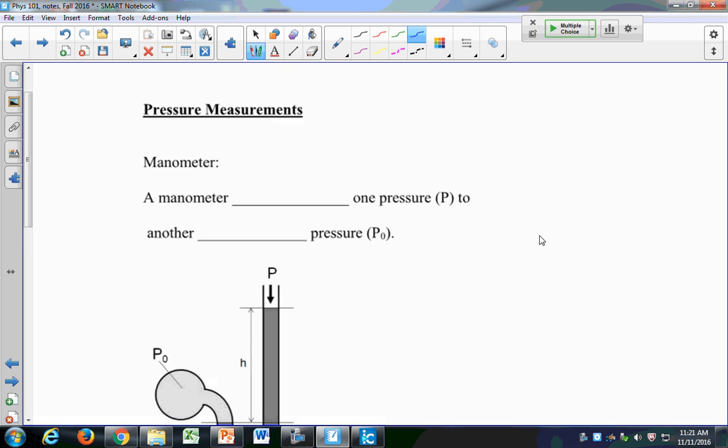Let's look at pressure measurements, and then we'll do a few clicker questions. You might have seen a manometer or a barometer before. You should have seen them possibly in your chemistry class, but we'll see them again here. A manometer is a device that compares one pressure to another known pressure.